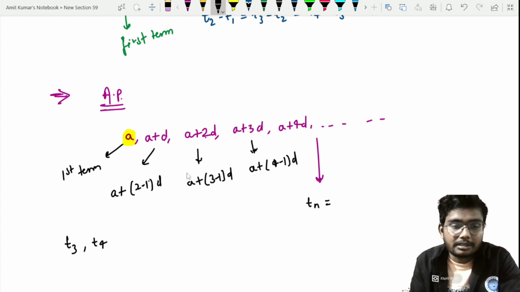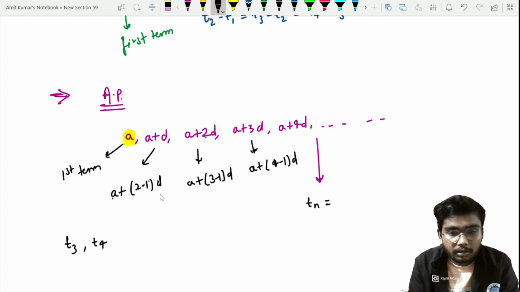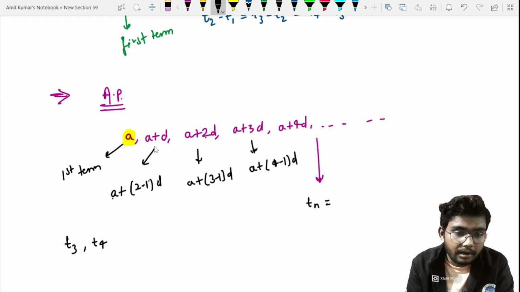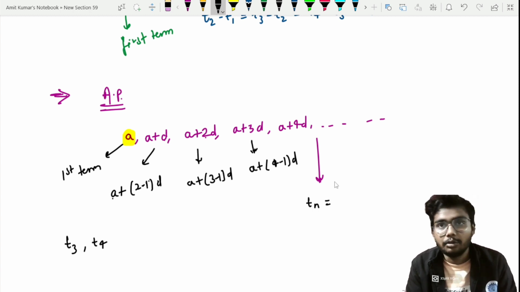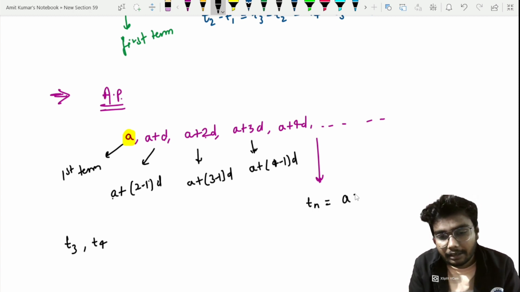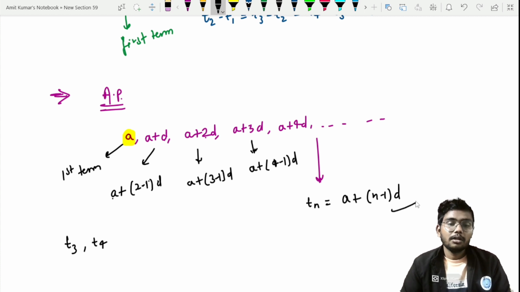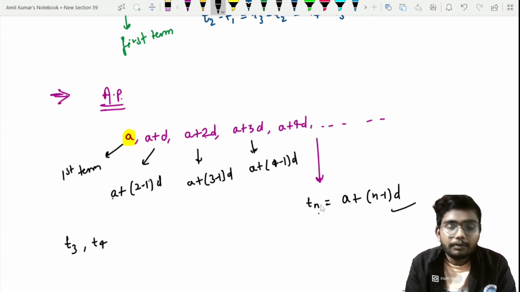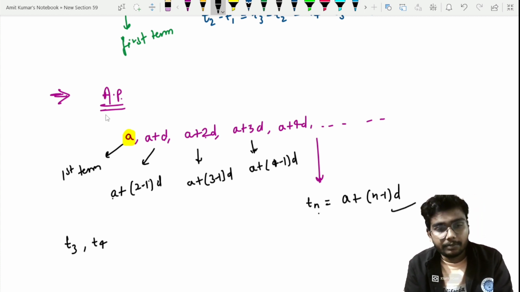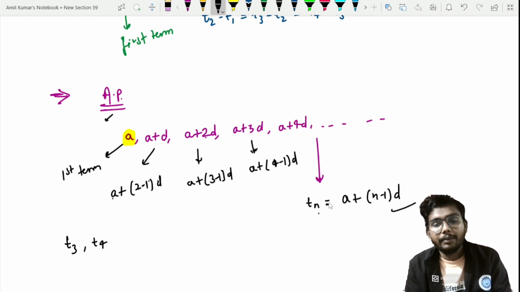Now you can see, whenever we were writing the second term, we wrote a plus 2 minus 1 into d. For the third term we wrote a plus 3 minus 1 into d. In the same way we can write the nth term, that will be a plus n minus 1 into d. Understood? This is for the nth term, but we don't know how many terms we have in this AP. It may be more than n.